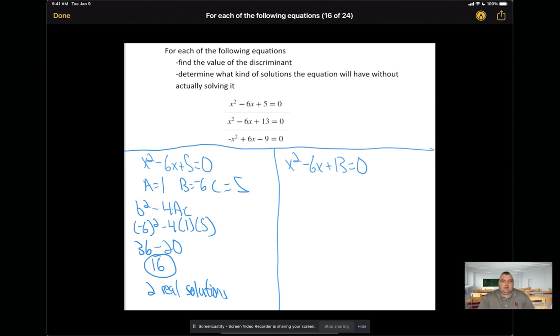Okay. Number 2, let's again identify a, b, and c. So a is going to be 1, b is going to be negative 6 again, and c is going to be 13.